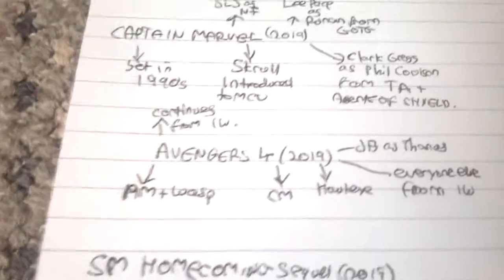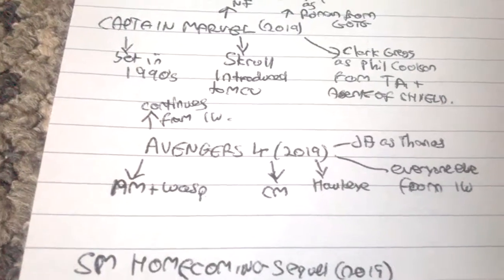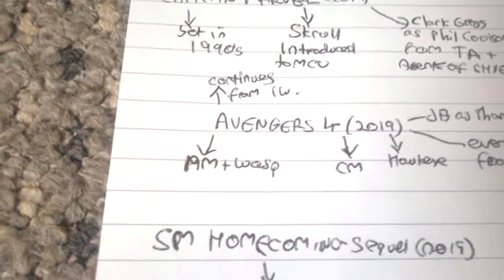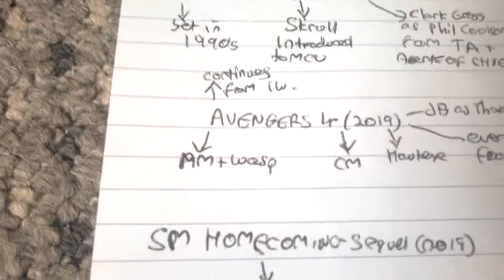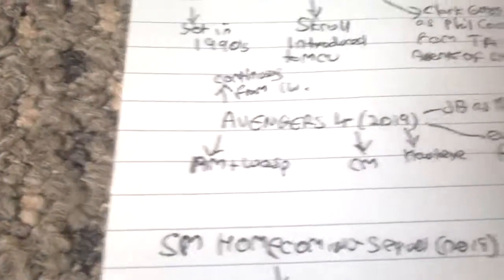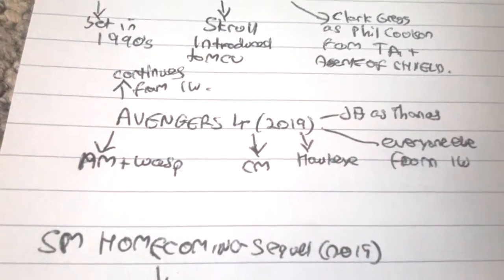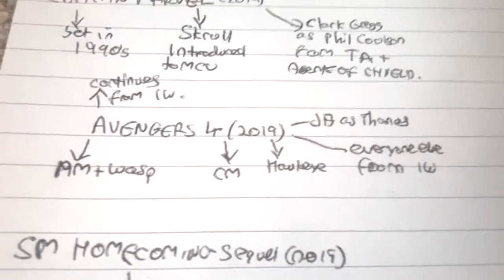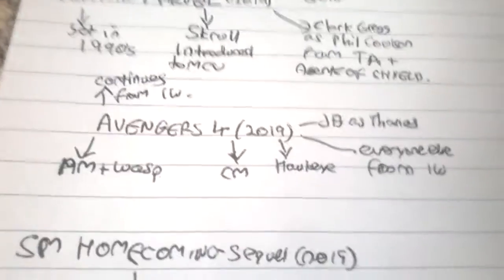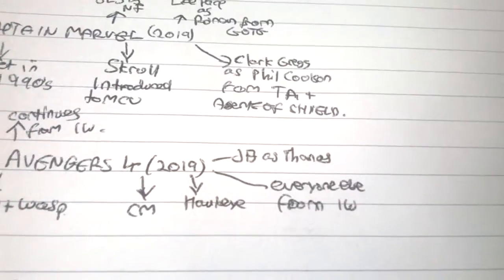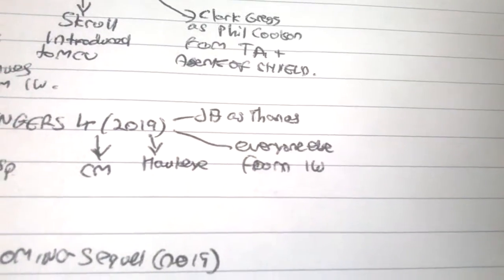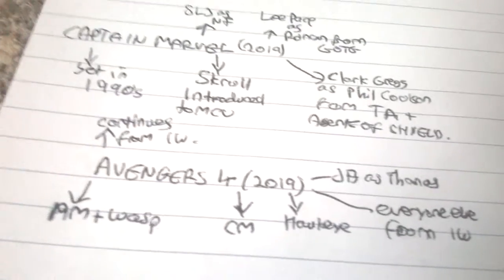Then we have Avengers 4 in 2019. Well, it's untitled now, but everyone just refers to it as 4 because it's the fourth one. Ant-Man and the Wasp appear. It continues straight from Infinity War. Captain Marvel, Hawkeye, Ant-Man, and the Wasp appear in the film. Josh Brolin as Thanos again. Everyone else from Infinity War is in the film because, like I've already said.